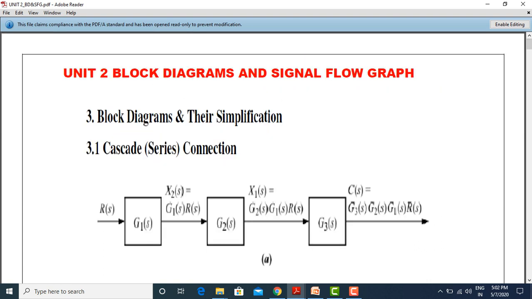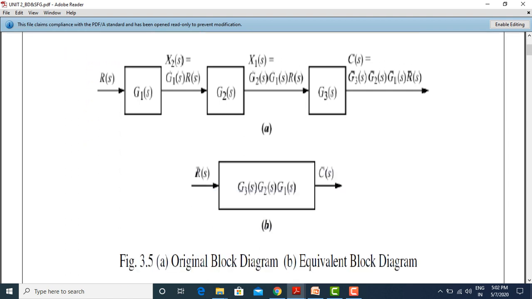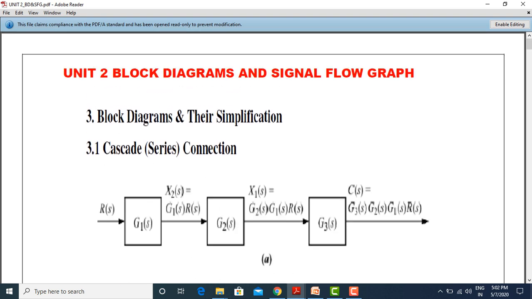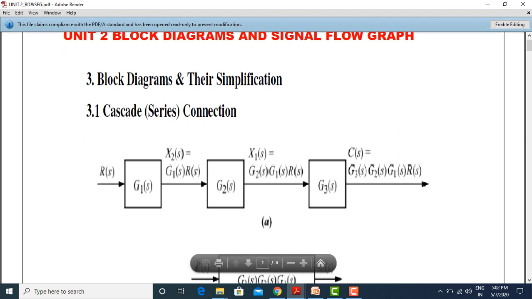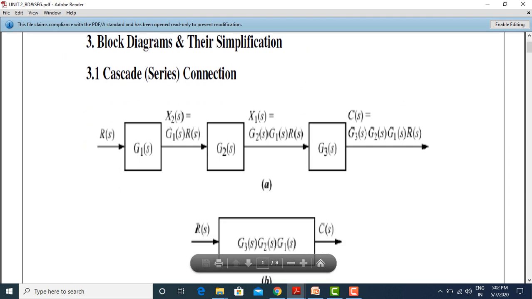So first of all, we'll discuss the block diagram. In a given problem, they'll give you a complicated diagram and we have to simplify this diagram like this: input, output and one block. So there are some rules to do this. Let's see the rules. Cascade or series connection. If in a given problem there are blocks in series, we'll simplify the series blocks directly by multiplication, G1, G2 and G3. Let's discuss this in detail.